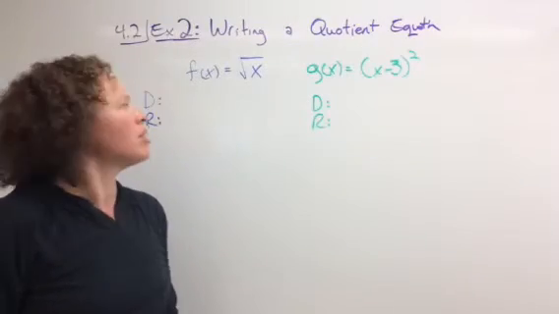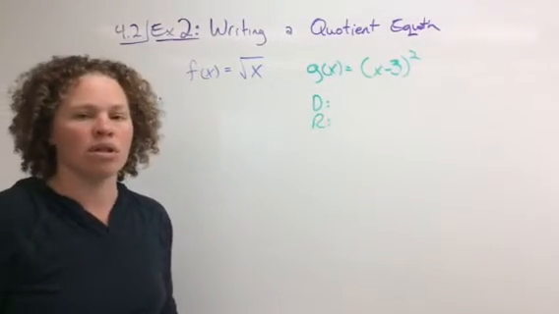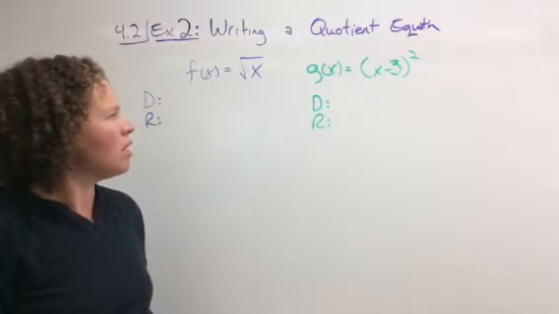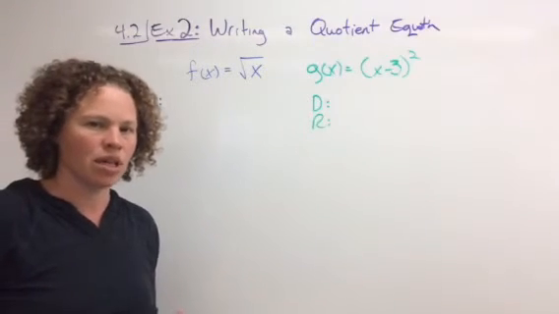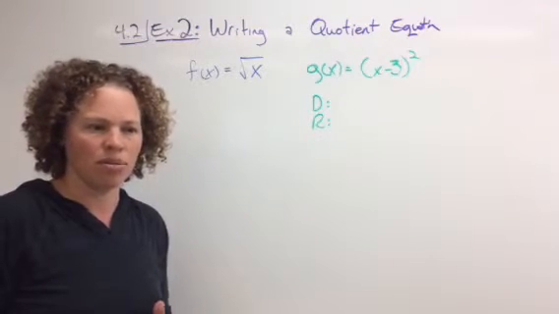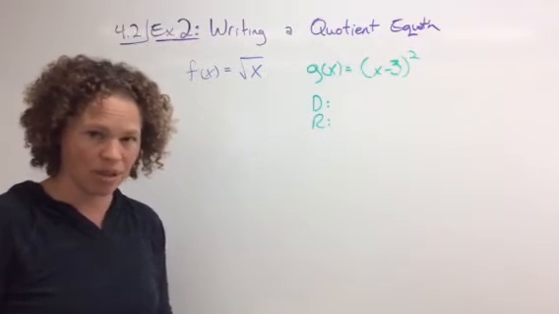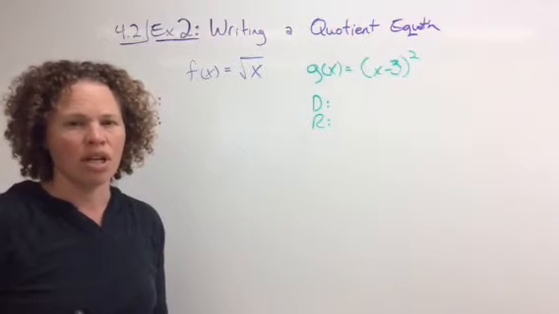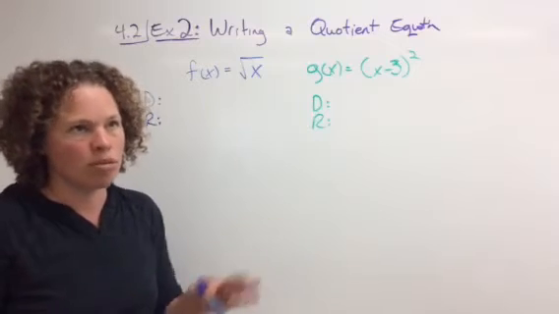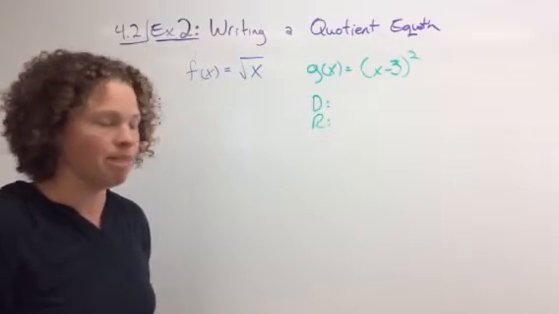Example 2 talks about writing a quotient equation. So as soon as they say quotient, you know that's division, and you remember that we're going to have to be looking out for anything on the denominator that's going to make the denominator 0, because that's not a possibility. So as soon as they say quotient, you have to keep in your mind that the whole asymptotes, non-permissible values kind of thing might come up.